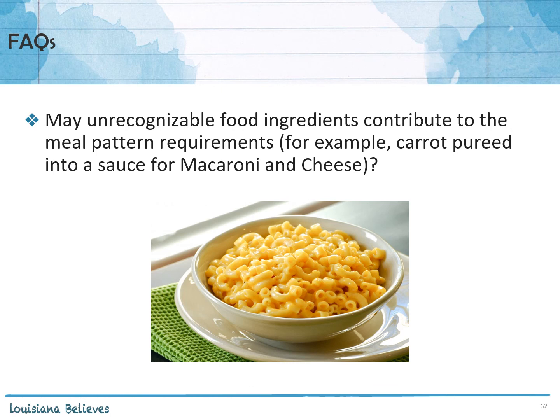May unrecognizable food ingredients contribute to the meal pattern requirements? For example, carrot puree in a sauce for macaroni and cheese. Yes, pureed foods such as fruits or vegetables may contribute to meal pattern requirements, provided the dish that contains them also provides an adequate amount of recognizable, creditable fruits or vegetables. 1/8 cup minimum recognizable amount.